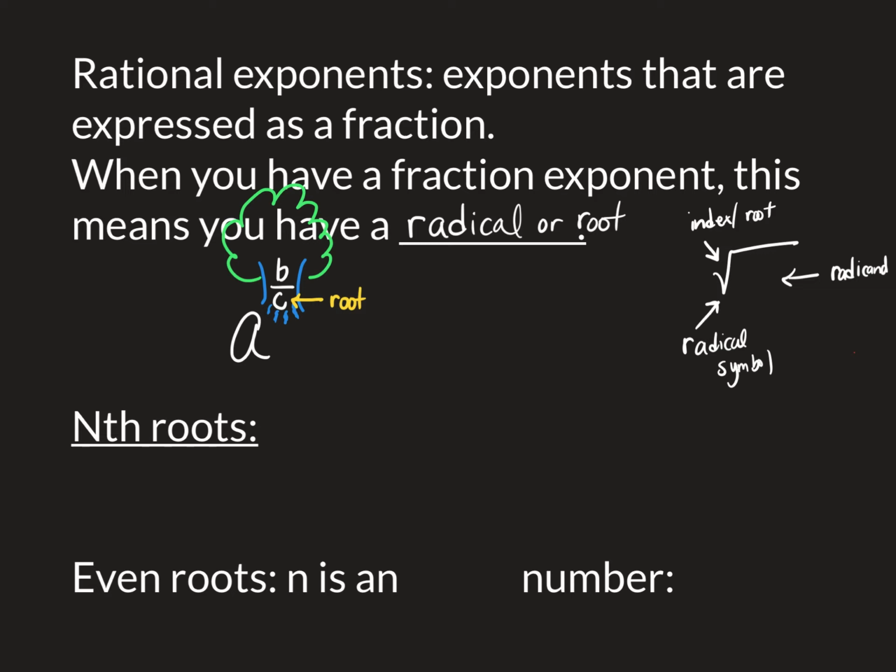So we'll talk about that in just a minute. The denominator of the fraction is the root in a rational exponent. And then the numerator tells me the exponent for base A under the radical. Now I'm going to show you what I mean by that. So A to the B divided by C is equal to, put your radical symbol, put C as your root, and then A is the base raised to the B power.